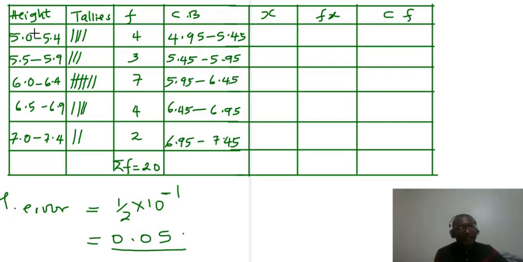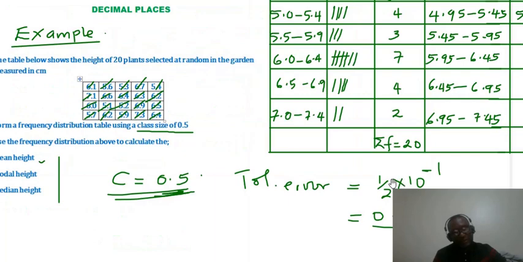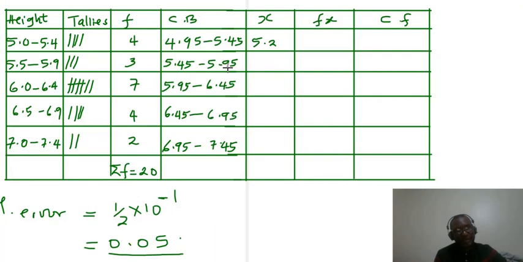X is the average of the two extreme points of the class, so that will be 5.0 plus 5.4 divided by 2, which gives us here 5.2. We can now keep adding the class width, which is 0.5, because our class width is uniform. So this will be 5.7, this will be 6.2, 6.7, 7.2. Next, we need to get fx.